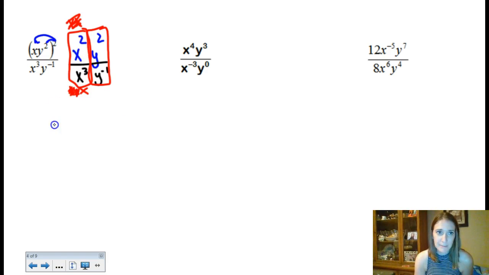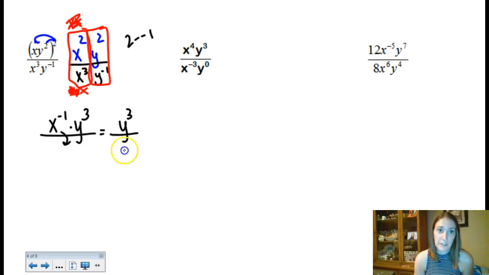So subtracting these exponents, it's x to the negative 1. And then careful here, 2 minus negative 1 is 3, so it's y to the 3rd. So at some point, you're going to end up moving this x to the negative 1st down to the denominator, and you end up with y to the 3rd over x.